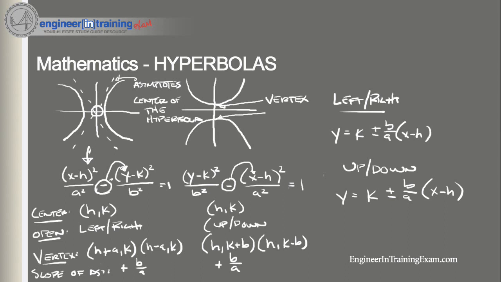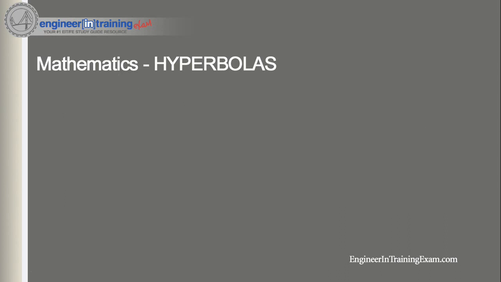Now it's just how the general form is written that will determine whether the hyperbola opens right or left, or whether it opens up and down. So let's take a quick look at an example. Let's say we were given an equation and we were asked to determine, number one, the orientation. Let's say we were asked to determine the center. We were asked to determine the vertices.